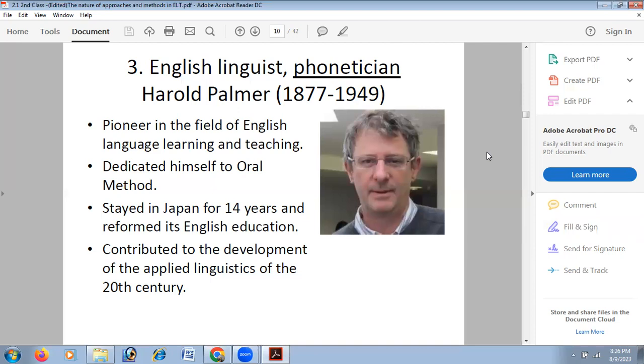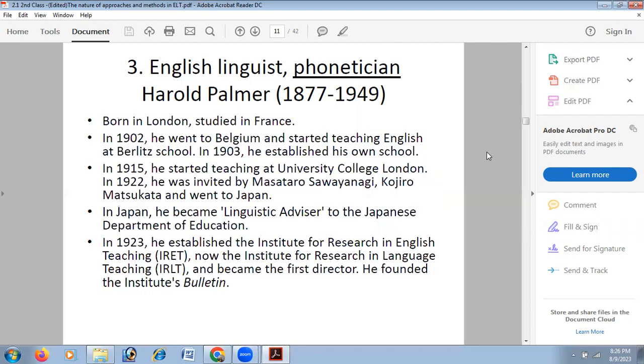So we had been talking about the importance of communicative language teaching, and Harold Palmer dedicated himself to the oral method. That means how we can develop our oral proficiency. That is his concern. Harold Palmer was born in London, studied in France, and went to Belgium, where he studied English and established a school. Next, he established his own English Research Institute and a bulletin.